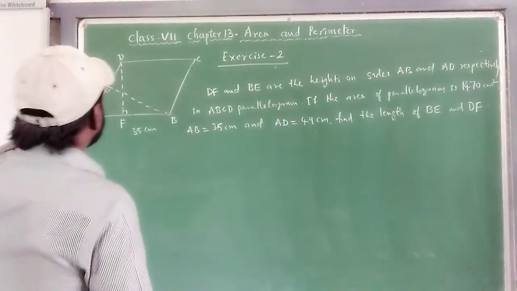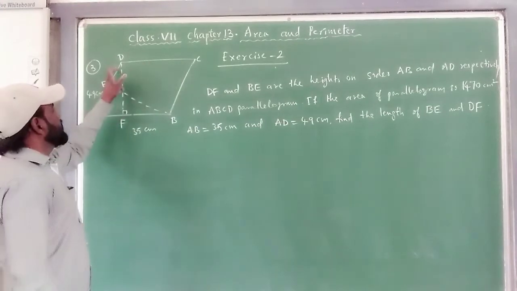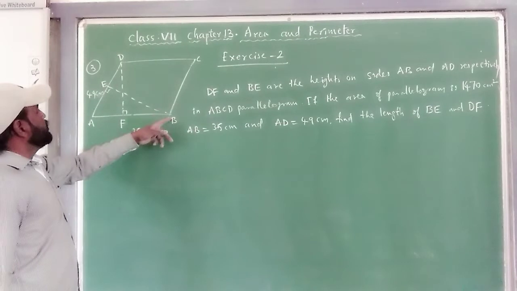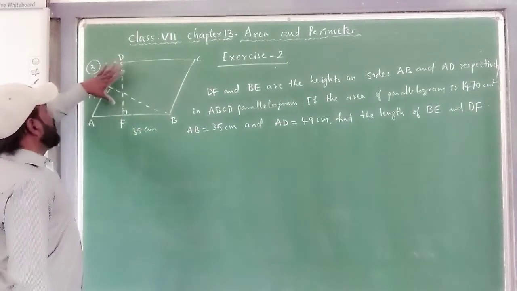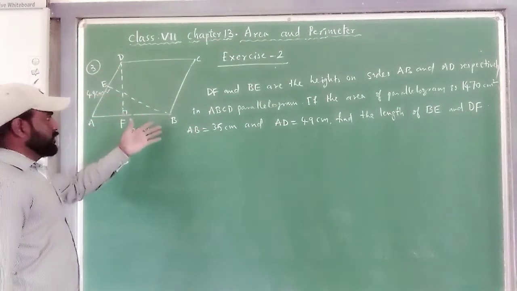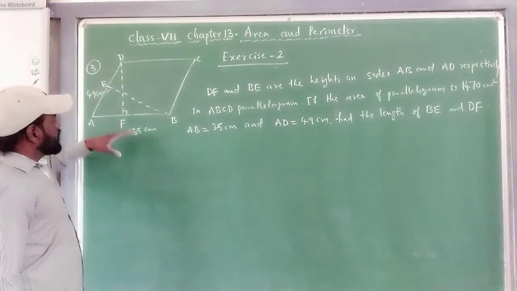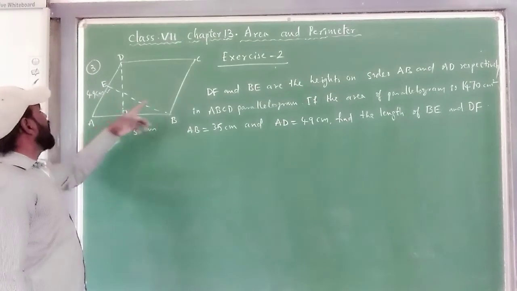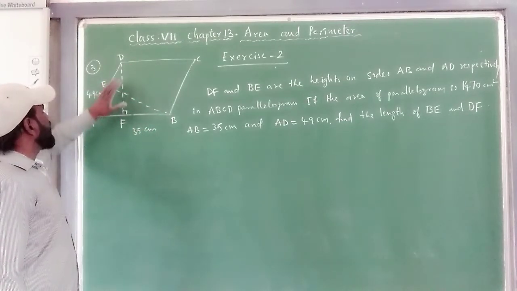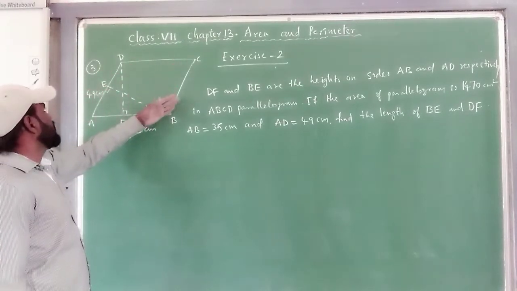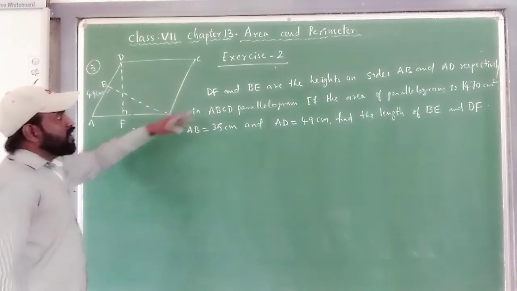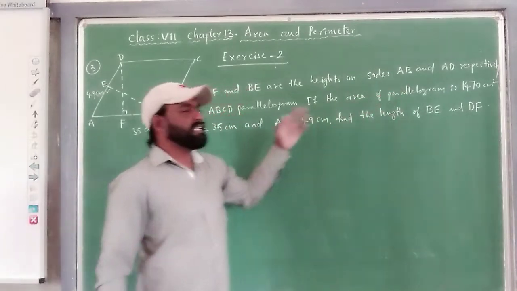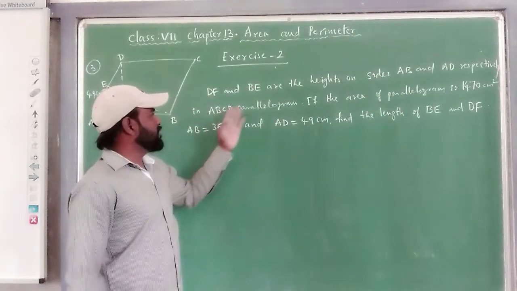See question number 3. Figure ABCD is given. In that DF is the height and DE is also a height for the parallelogram ABCD. The perpendicular distance between the parallel sides AB and CD is what? DF. And the perpendicular distance between the parallel sides AD and BC is what? DE. So DF and DE are the heights on sides AB and AD respectively in parallelogram ABCD.